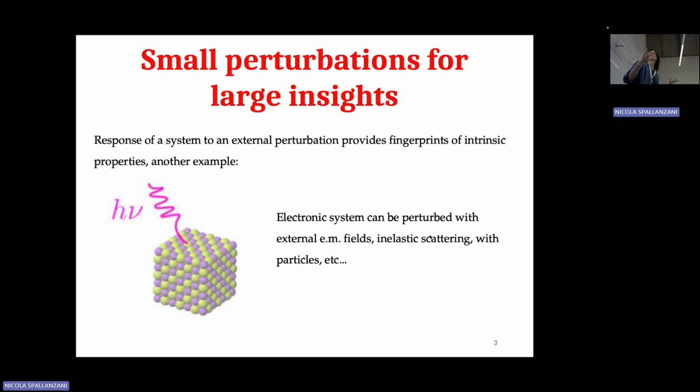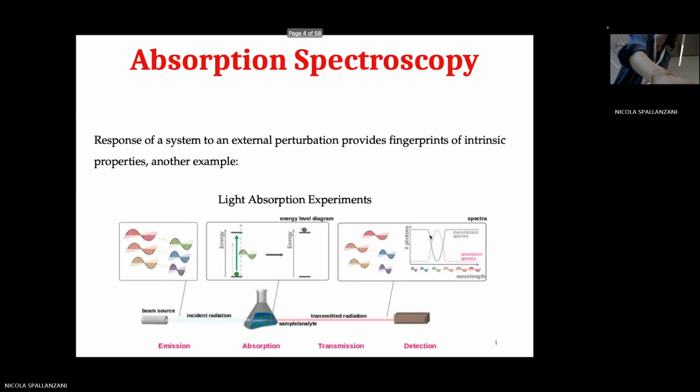Or if we take an electronic system and perturb it with an electromagnetic radiation, with an elastic scattering of particles and so on, we can obtain some information on the electronic excitations, or, for example, normal modes or phonon modes. One example is the optical absorption spectroscopy.